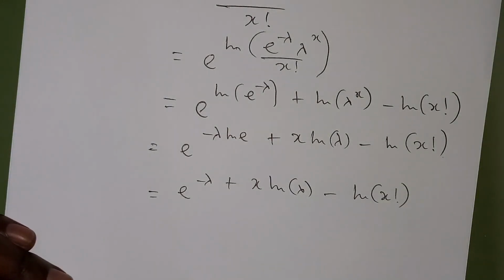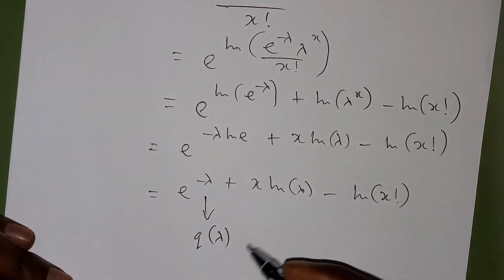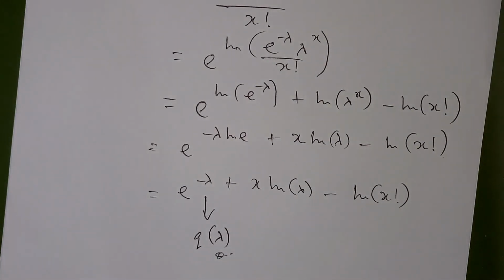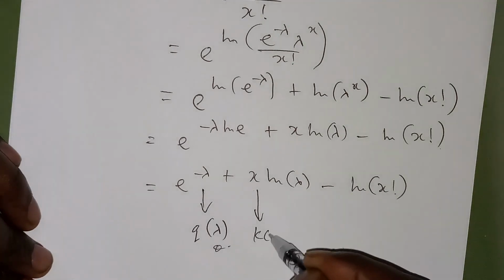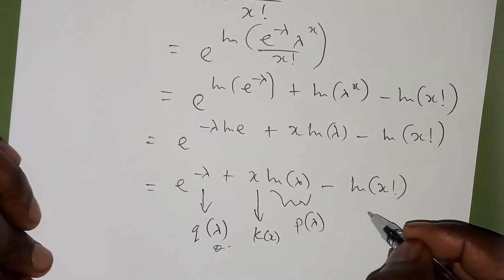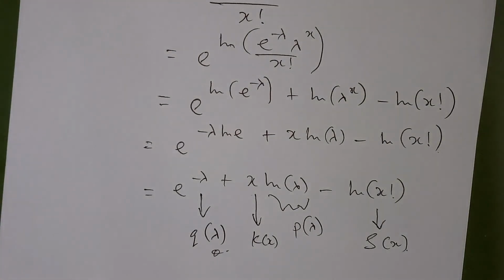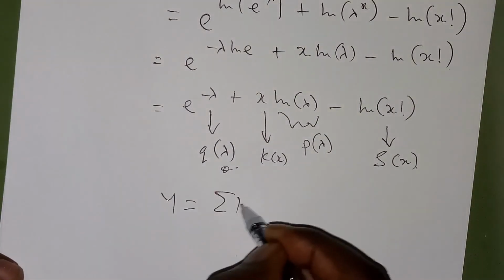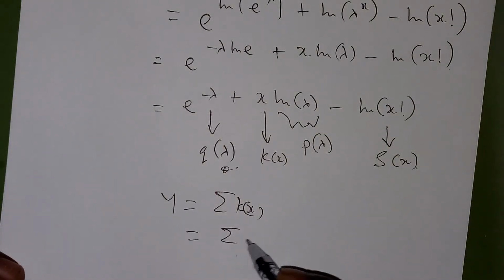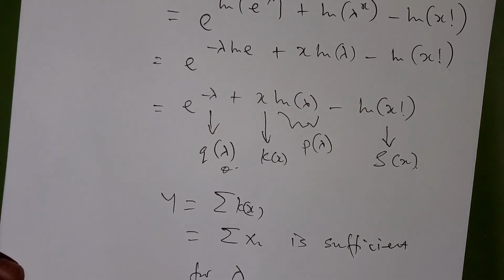All right, so from this expression we can see that we have this component which depends on the parameter only. So this is our q of lambda, that was q of theta, but in this case our parameter is lambda. Then this part here will be our k(x) and the other one will give us the p of lambda, and this one is the part which depends on the x's only. So this will be our s(x). We can see that our expression is now in exponential form, and to get our sufficient statistic, we say y is equal to summation of k(x), and k(x) is equal to x, so this is equal to summation of x, which is sufficient for our parameter lambda.